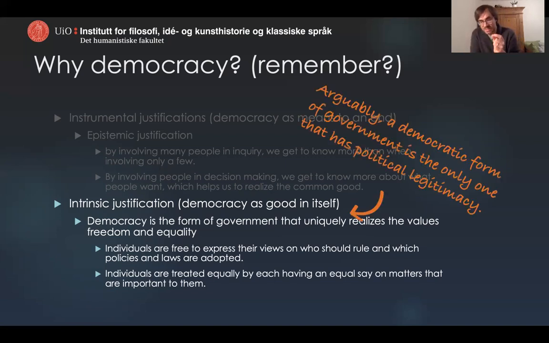And because in democratic societies everyone can arguably realize their freedom without oppressing others, arguably that is the only form of government that has political legitimacy. Because here, as Rousseau points out, it's not like one person is ruling over another. It's rather that everyone is involved in that self-rule.